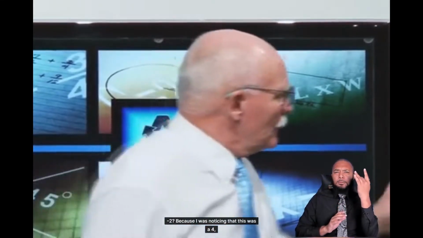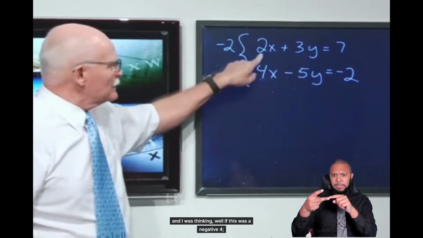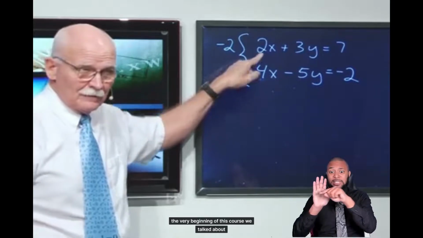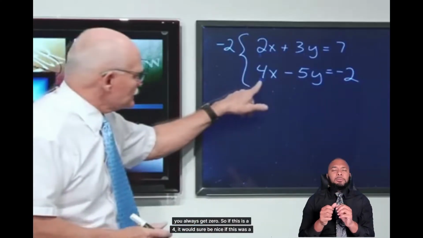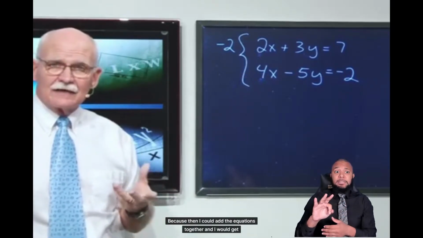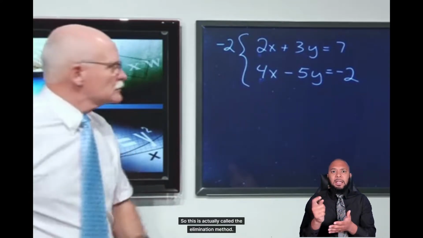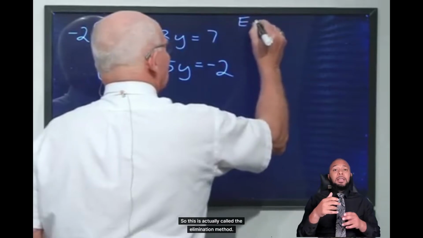Now, why in the world did I take negative 2? Because I was noticing that this was a 4, and I was thinking, well, if this was a negative 4, at the very beginning of this course we talked about opposites. 4 and negative 4 are opposites. 7 and negative 7 are opposites. And when you add opposites together, you always get 0. So if this is a 4, it would sure be nice if this was a negative 4, because then I could add the equations together and I would get 0x. I would eliminate the x altogether. So this is actually called the elimination method.